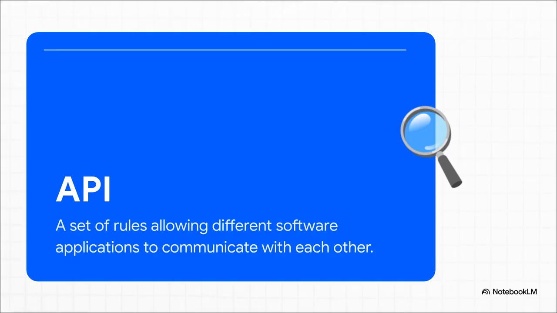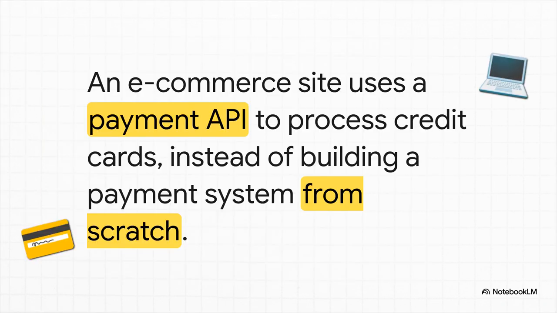An API, or Application Programming Interface, is really just a set of rules that lets different pieces of software talk to each other. It's the tried and true, established way that systems have been connected for ages. Here's a perfect everyday example. Think about any e-commerce site you've ever used. They don't build a whole new credit card processing system from the ground up, right? Of course not. They just use a payment API from a company like Stripe or PayPal.